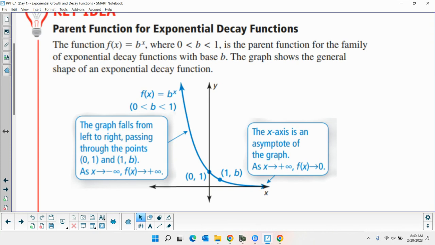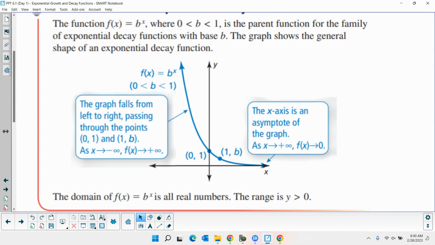It falls, and then again, from negative infinity to positive infinity, all real numbers would be our domain. Any x value would work. But our range is, again, going to be y greater than 0. It'll get closer and closer to that x-axis. But the x-axis, the y equals 0 line, is our asymptote for those. And sometimes they'll move up and down. But for this parent function, that's what it looks like. So those all look pretty much the same too.